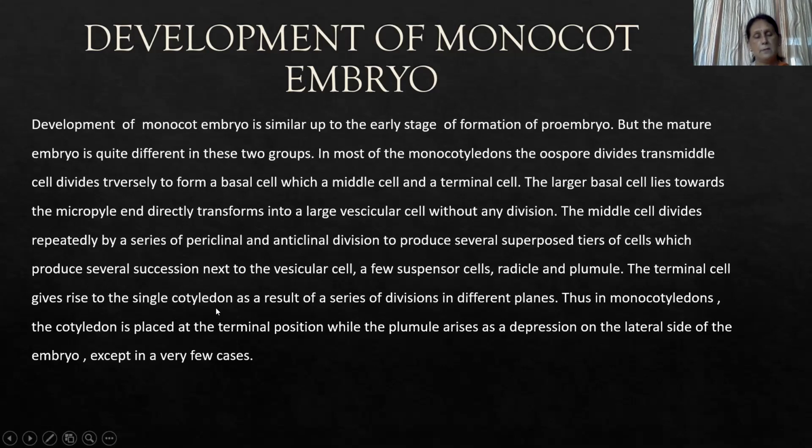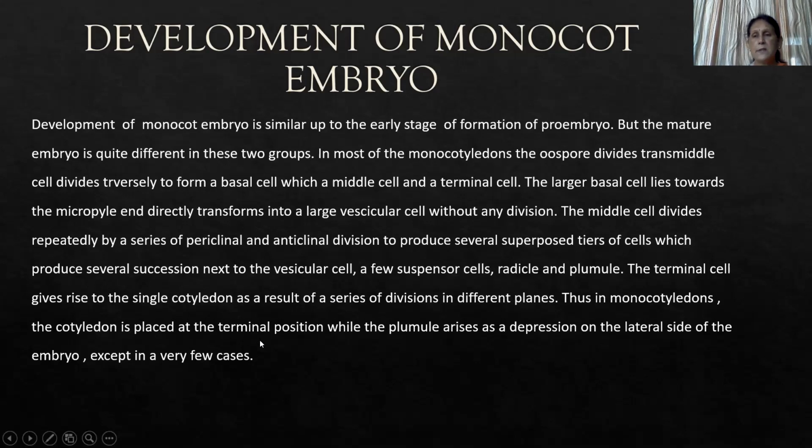And what is the function of the middle cell? It forms the suspensor cell, radicle, and plumule. And what is the function of the basal cell? It forms only a single large vesicular cell. So these parts of the monocot embryo are quite different from the dicot. Thus in monocot, the cotyledon is single and it is placed in the terminal position.